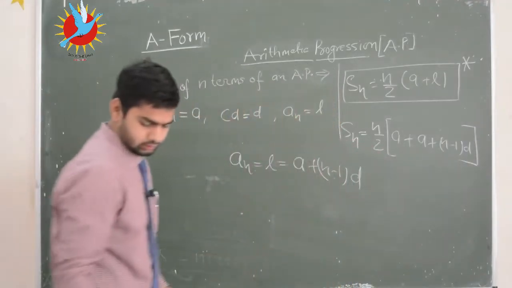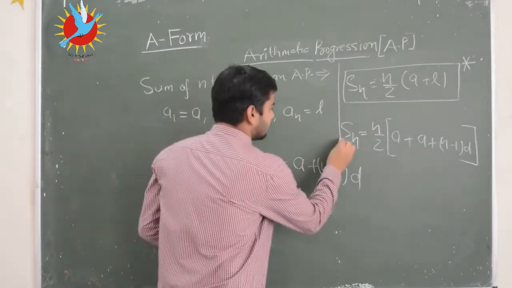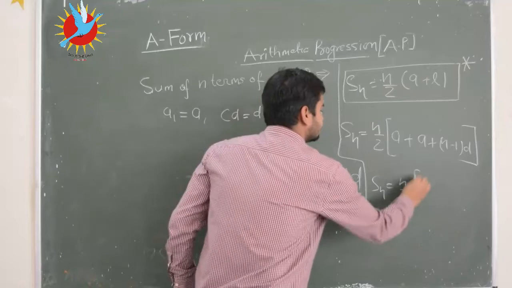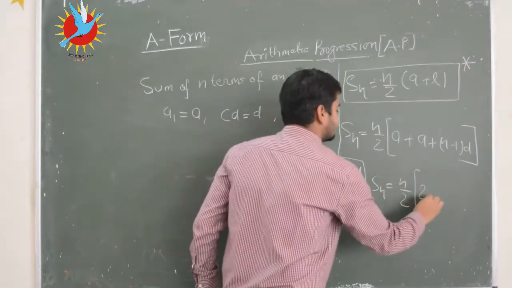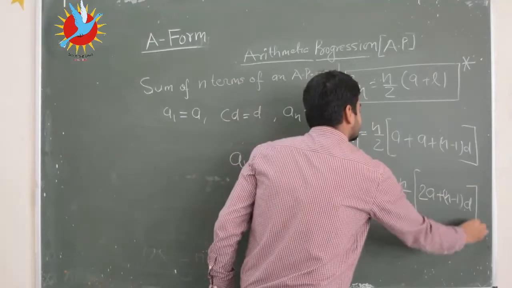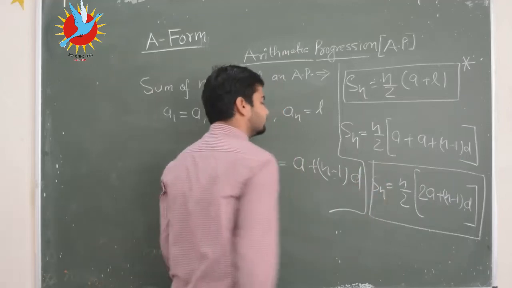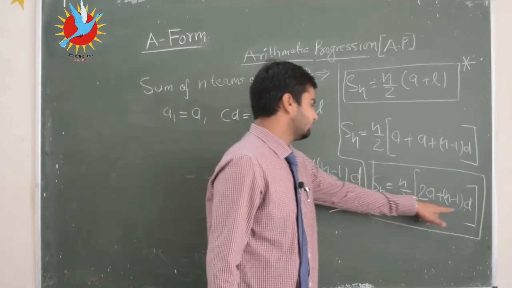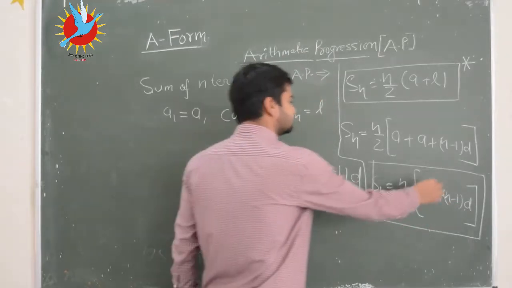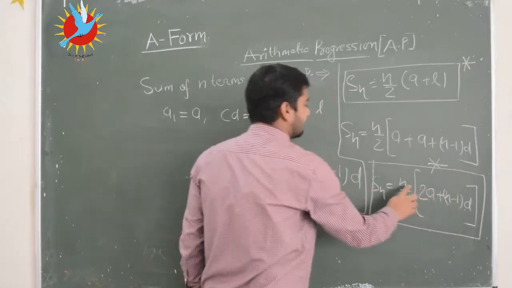Now it will become Sn equal to n by 2, this a and a will make 2a, plus (n minus 1) into d. So this is another formula for the sum of n terms whose first term is a, common difference is d, and total number of terms is n. We will use this formula whenever we have the value of a, the value of d, and the value of n.